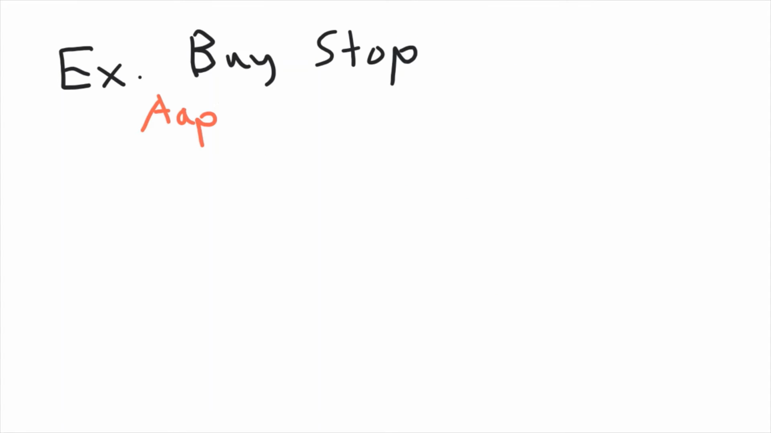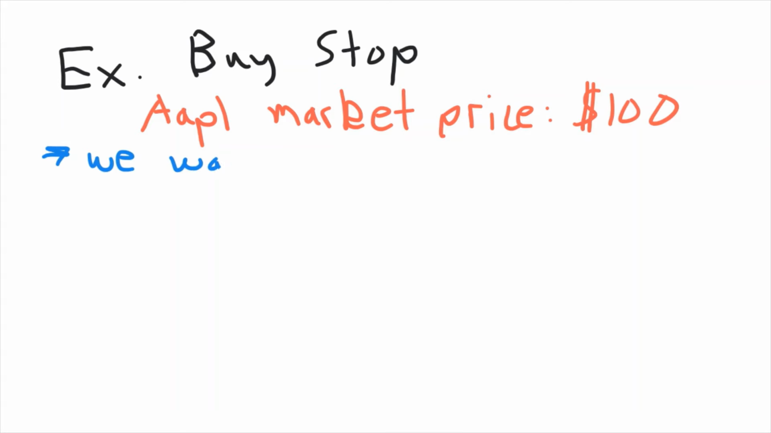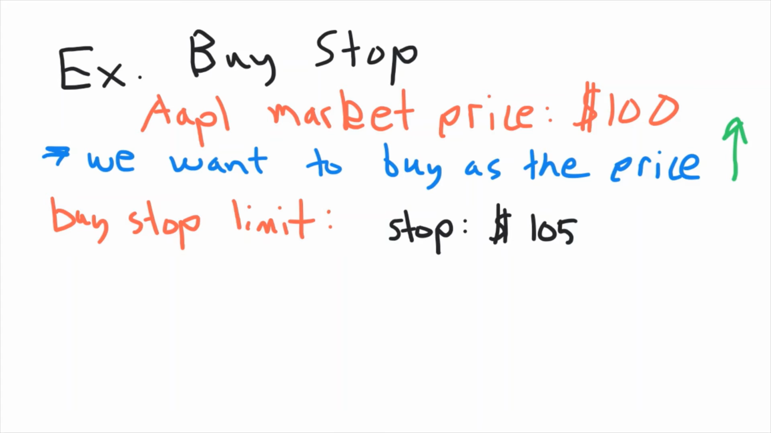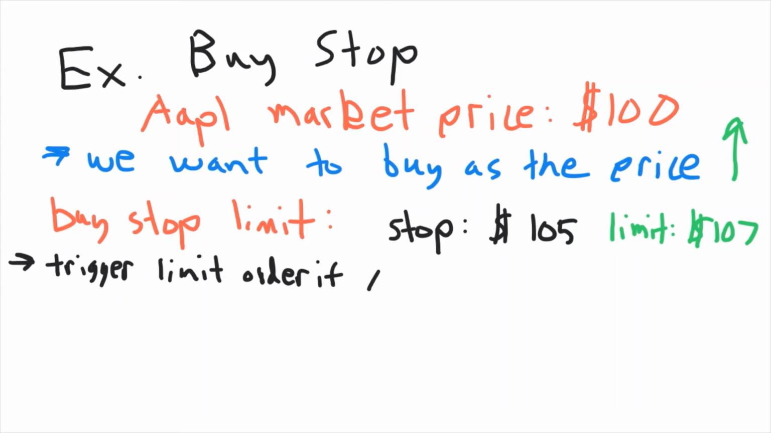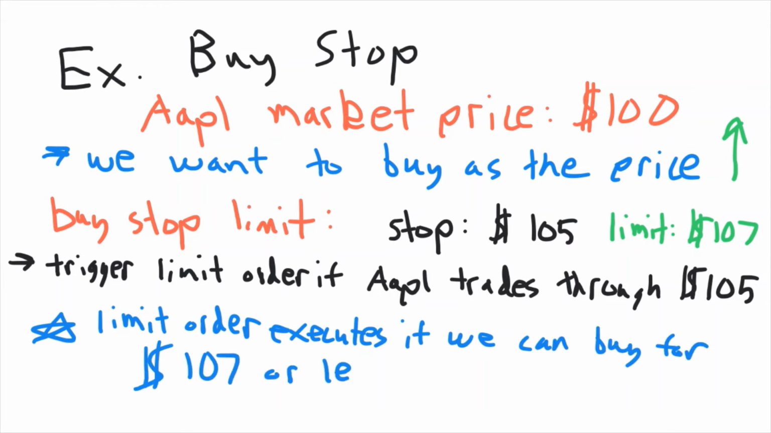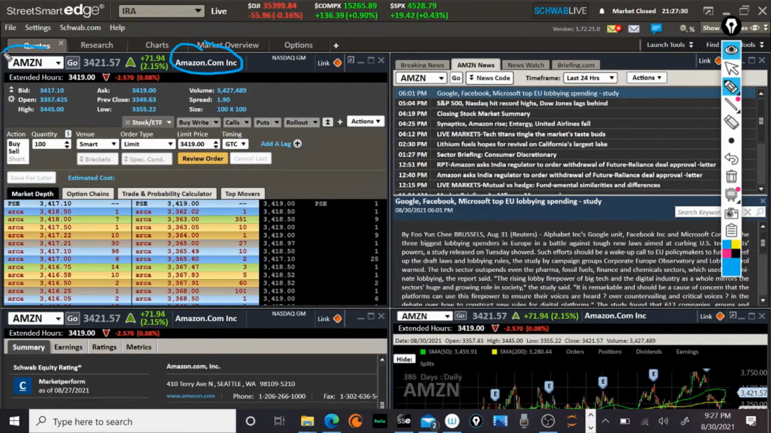Another example here, let's say Apple, the market price is 100, and we want to buy as the price goes up again. And the reason I'm doing this again, by the way, is just because I know buy stops can normally be confusing for people. And so if we do, say, a buy stop limit again, the stop price could be 105, the limit 107. This will trigger a limit order if Apple trades through 105. The limit order will execute if we can buy for 107 or less.